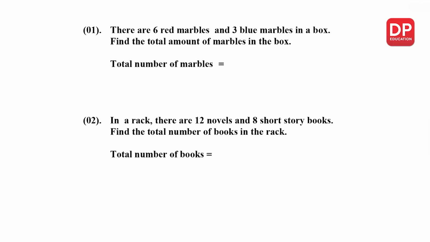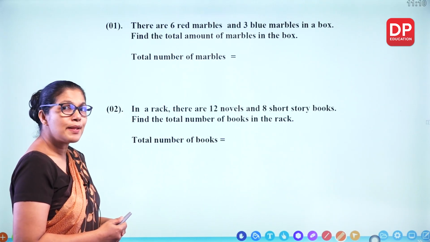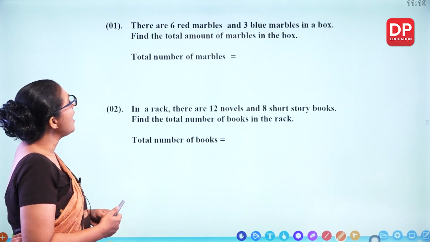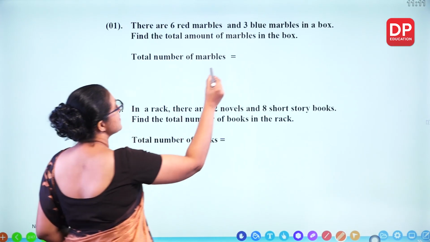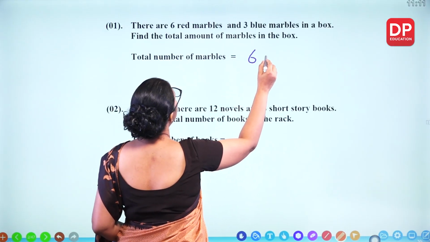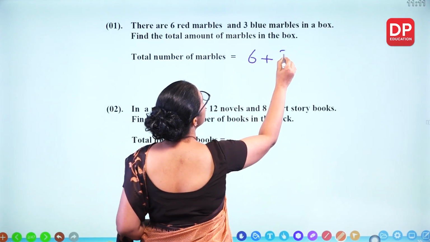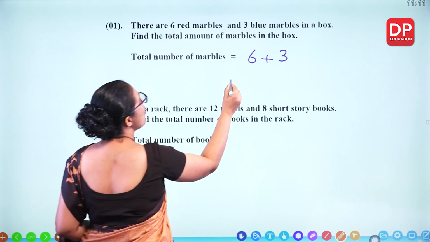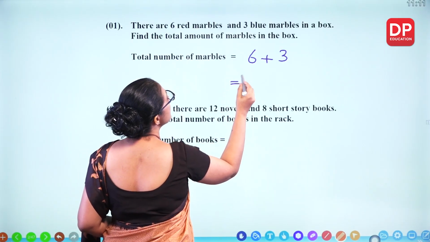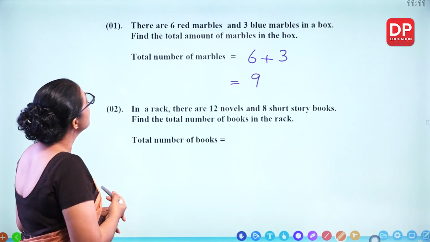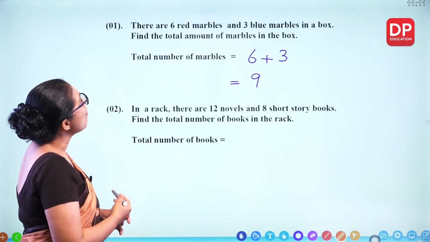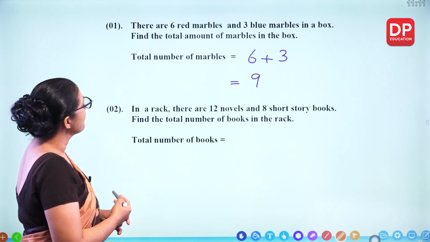Look at this one. There are 6 red marbles and 3 blue marbles in a box. Find the total amount of marbles in the box. You can just add it. How do we find out the total number of marbles? 6 red marbles and 3 blue marbles. So altogether you get 9. 9 is the total number of marbles.